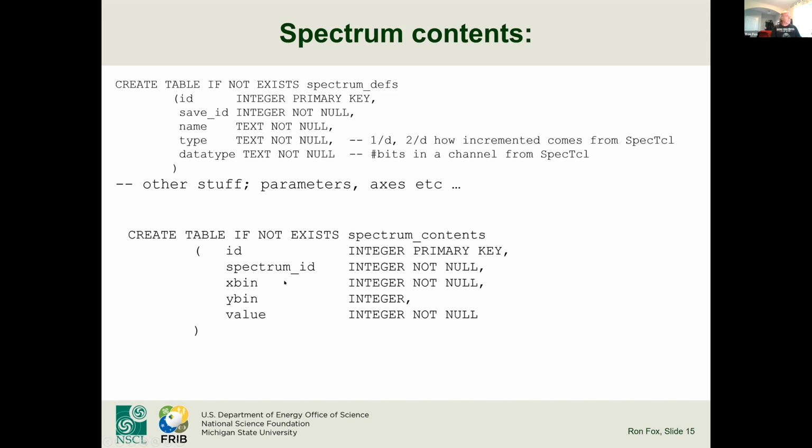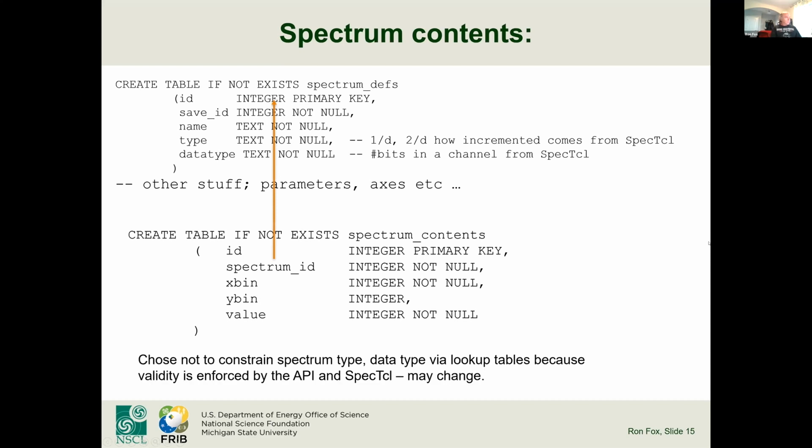And then the spectrum contents just has an ID that's a foreign key back to the spectrum ID, in this case a mandatory X bin and an optional Y bin. One-dimensional spectra will only have X coordinates, and two-dimensional spectra will have Y coordinates as well. And then the value of the bin in that spectrum. We only store the non-zero channels, both for performance and to keep that chunk of the database relatively small. Spectra can be large. They can be 4,000 by 4,000 channels or even larger. Some of the digitizers we have now generate 14 bits worth of resolution. So spectra can be big.